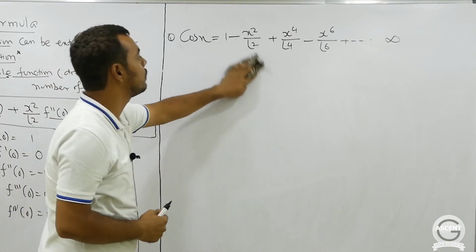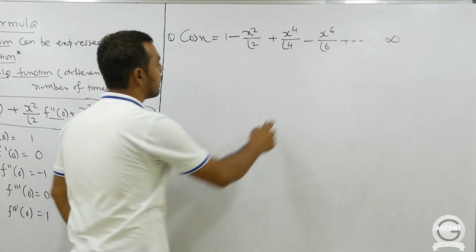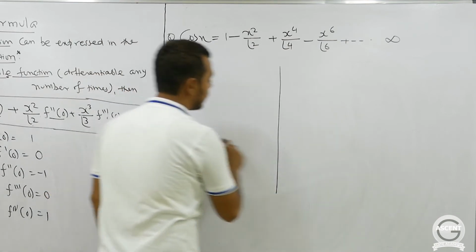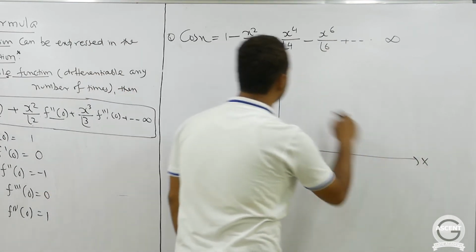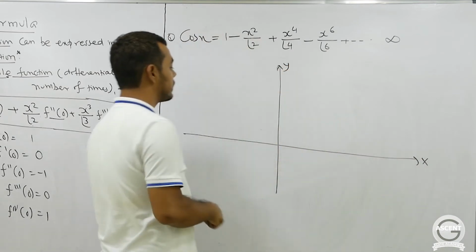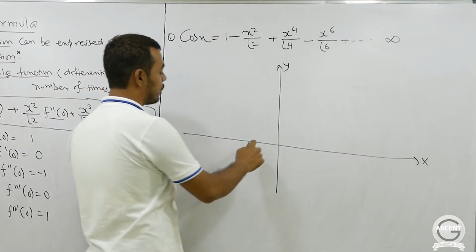Now we are going to see what is the meaning of this expansion. Suppose these are our coordinate axes, this line is the x axis and this is our y axis. We all know the graph of cos x.